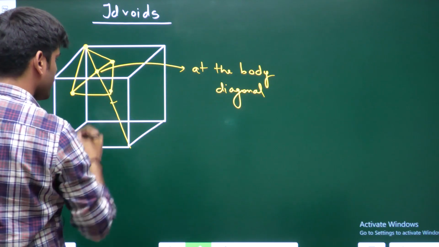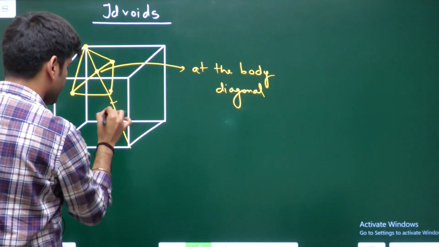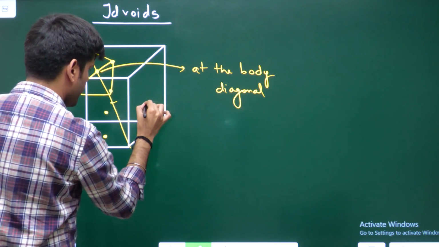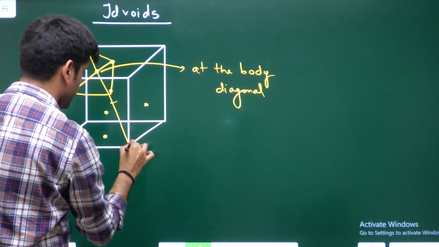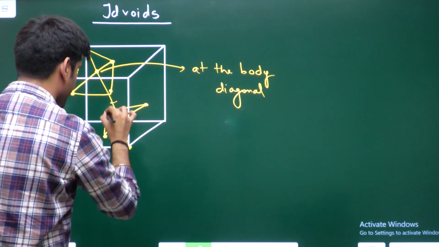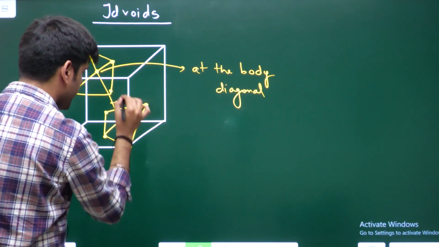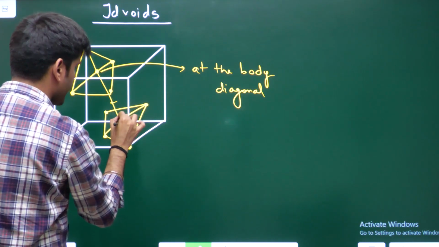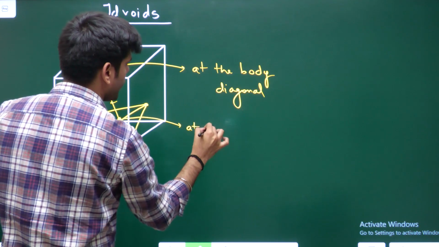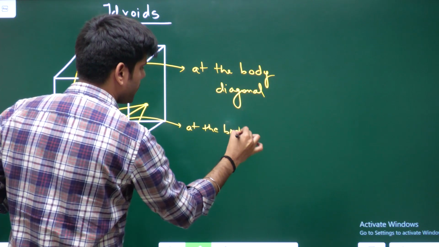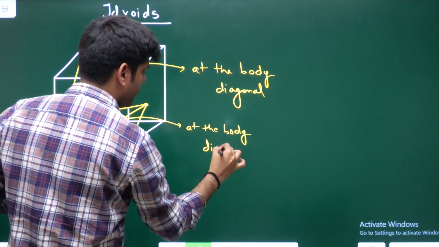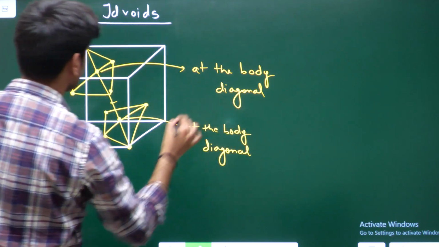Now, the other kind of tetrahedral void is, if I can form the triangle here as well, this equilateral triangle, and here. The other tetrahedral void is here. This is also at the body diagonal.